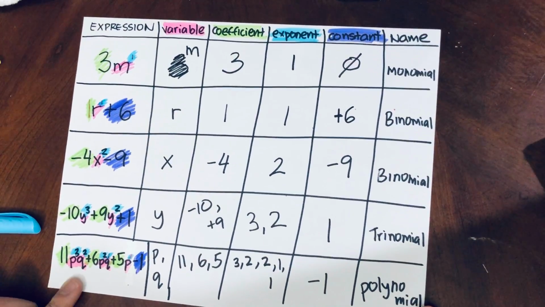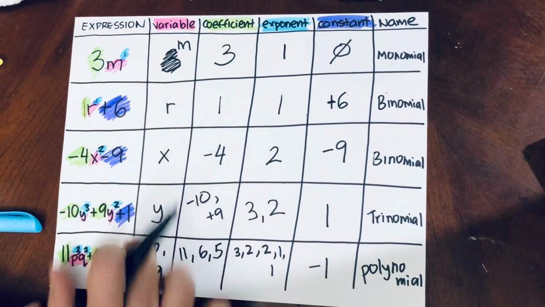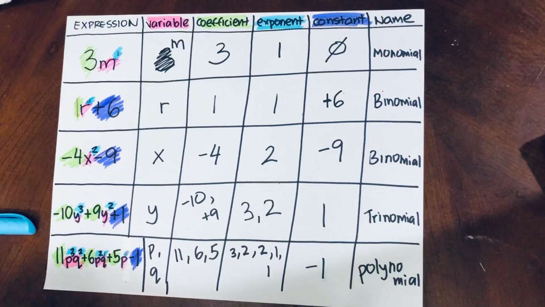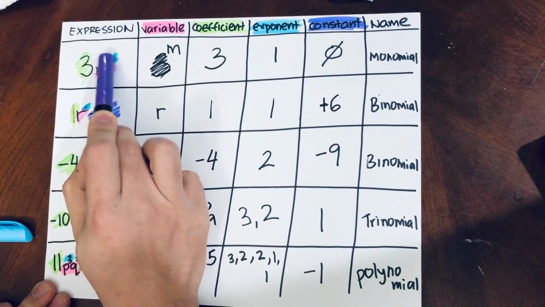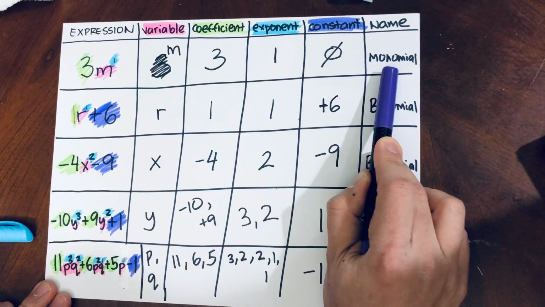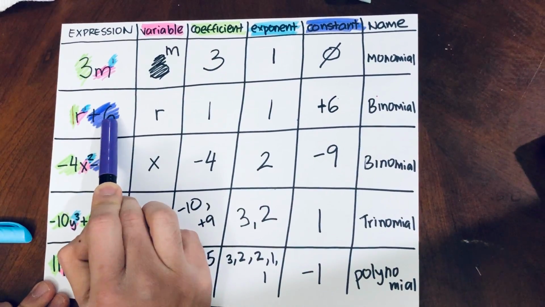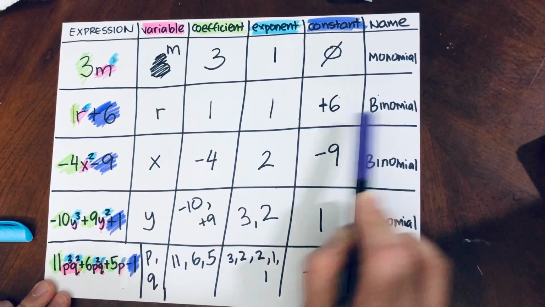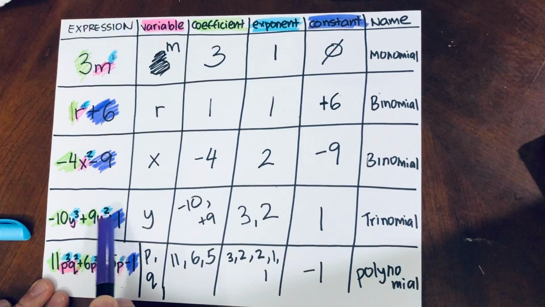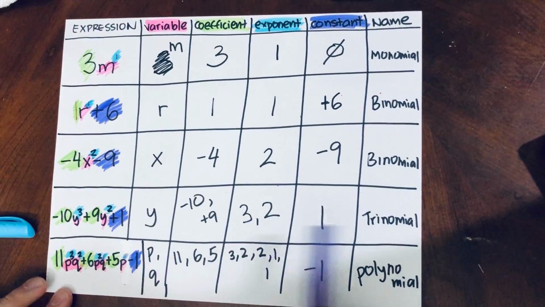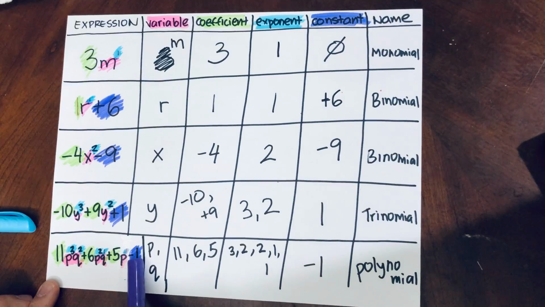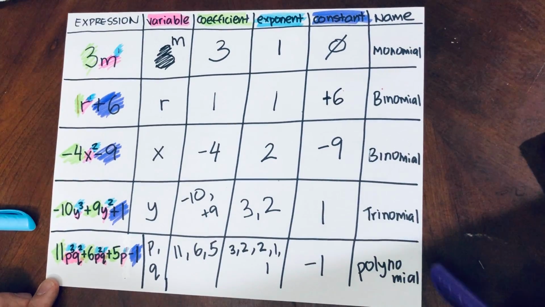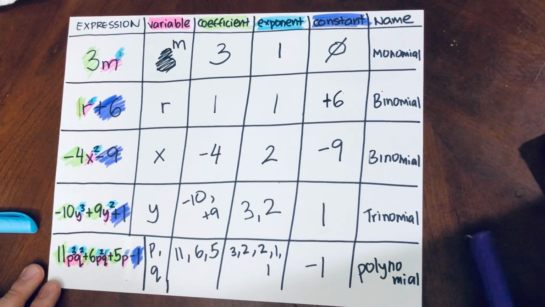And last but not least, we can name all these expressions just by counting the number of terms. So in this case, this is 1 term, so it's called a monomial. This is 2 terms, so it's called a binomial. This is 3 terms, so it's called a trinomial. And this is more than 3. 1, 2, 3, 4. More than 3 terms is called a polynomial.